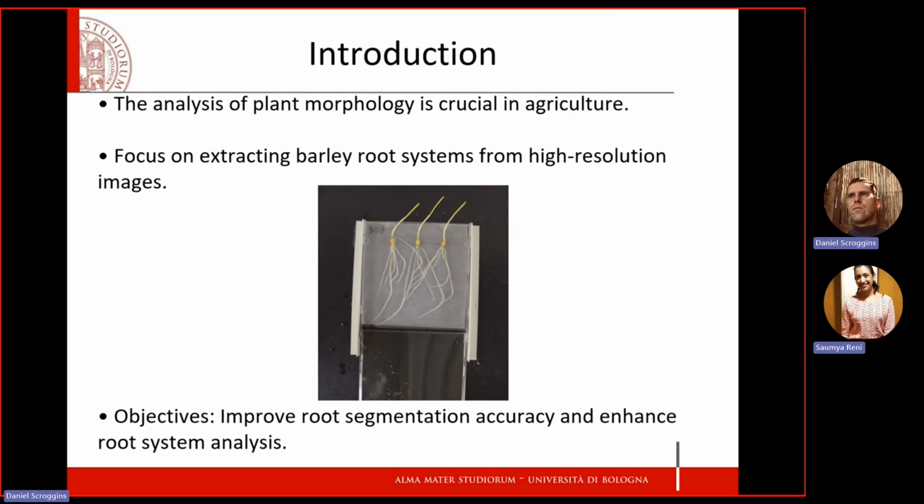And the goal of our research at the computer department is to segment the seedlings from the background and automatically extract some measurements, such as the number of the roots, the average and maximum length of the roots, the width of all the roots, and others.